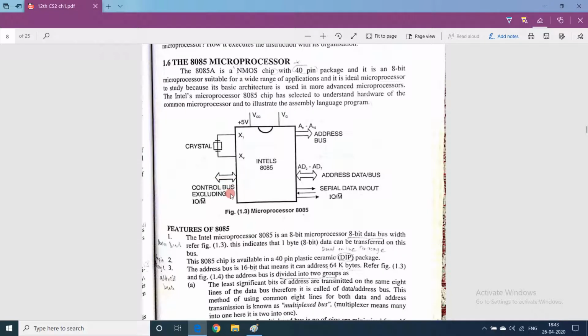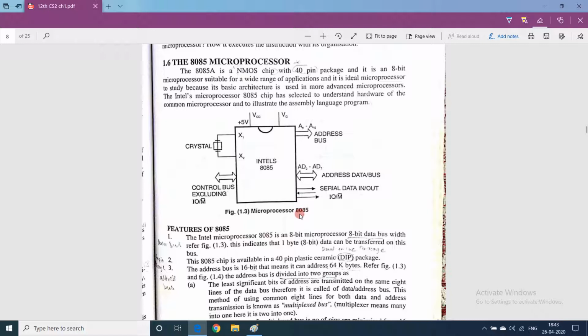This control bus does not show the signals related to input output / memory. This we will be learning in detail, because we have a dedicated topic on input output / memory. Excluding this, the control bus is excluding IO / M bar, and there is a dedicated pin for IO / M bar. M bar means memory.